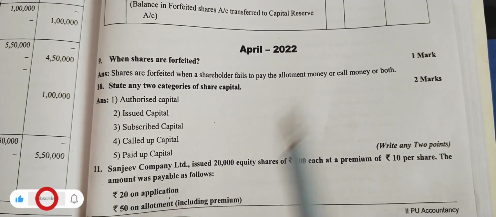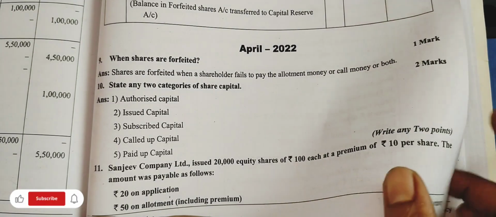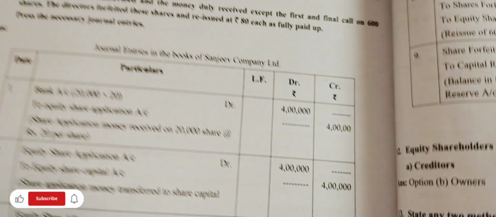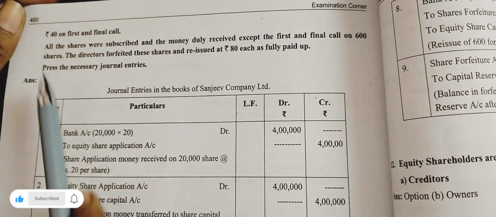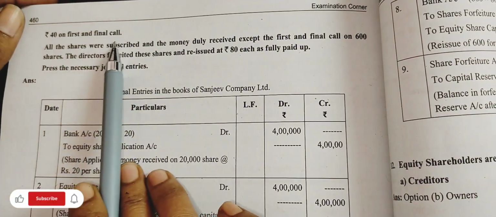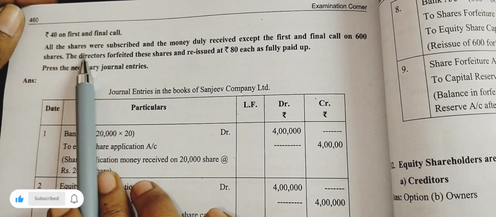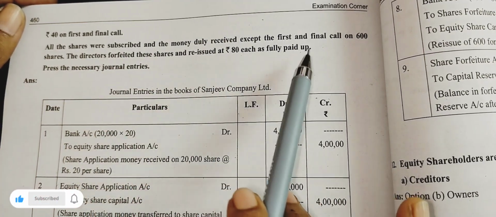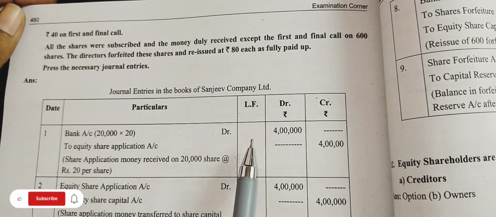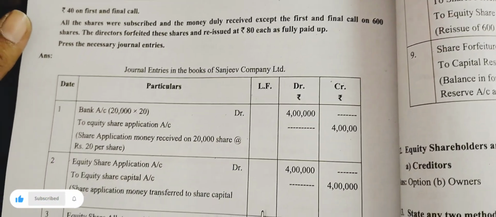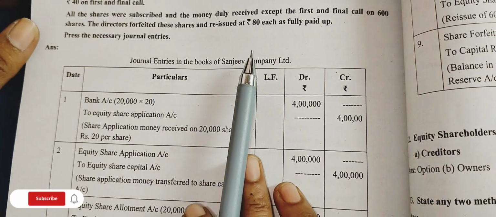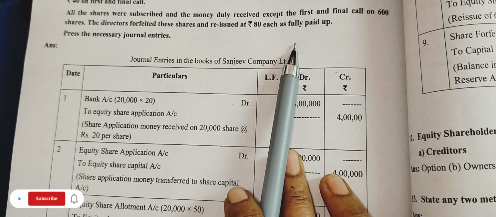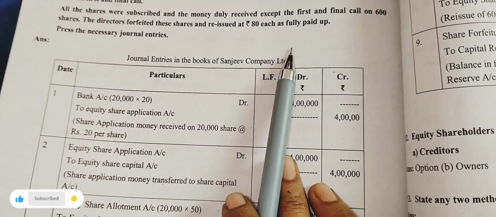Rupees 20 on application, rupees 50 on allotment, including premium. Rupees 40 on first and final call. All the shares were subscribed and the money duly received except the first and final call on 600 shares. The director forfeited these shares and reissued at rupees 80 each, fully paid up. Pass the necessary journal entries.